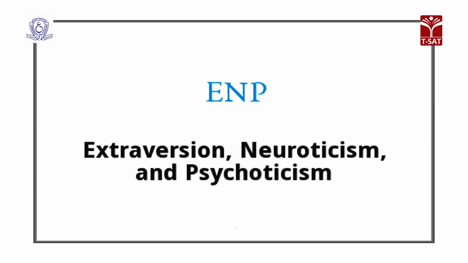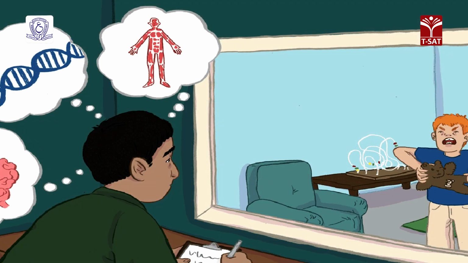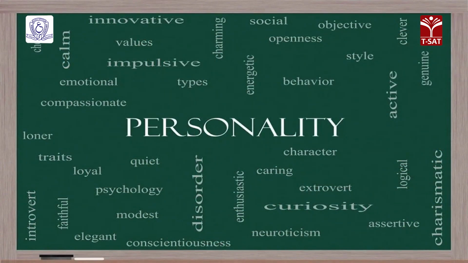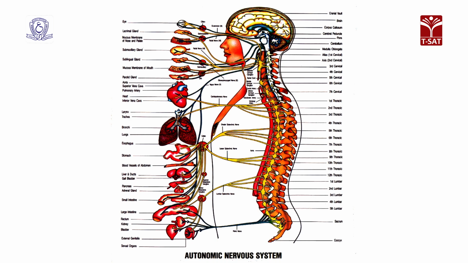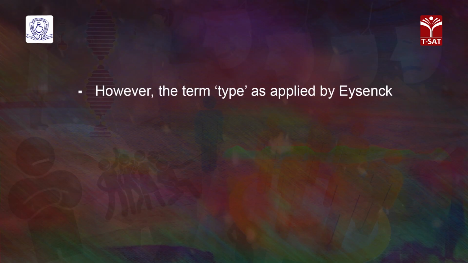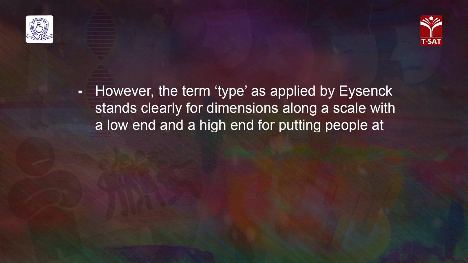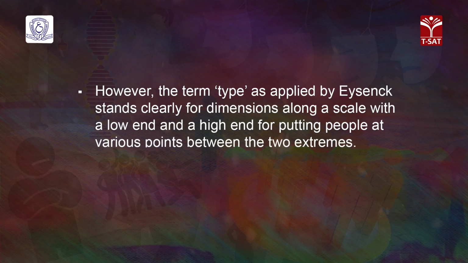According to Eysenck, each aspect of personality, that is extraversion, neuroticism and psychoticism, can be traced back to a different biological cause. Eysenck states that personality is dependent on the balance between excitation and inhibition process of the autonomic nervous system. However, the term type as applied by Eysenck stands clearly for dimensions along a scale with a low end and a high end, for putting people at various points between the two extremes.